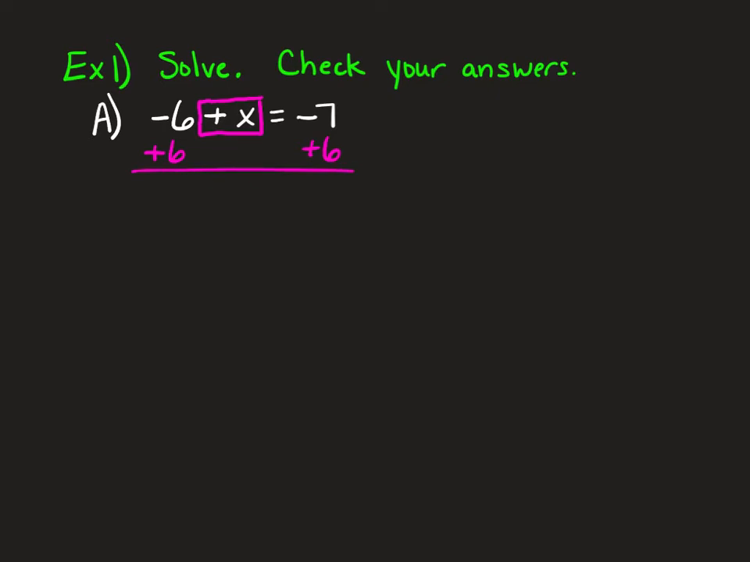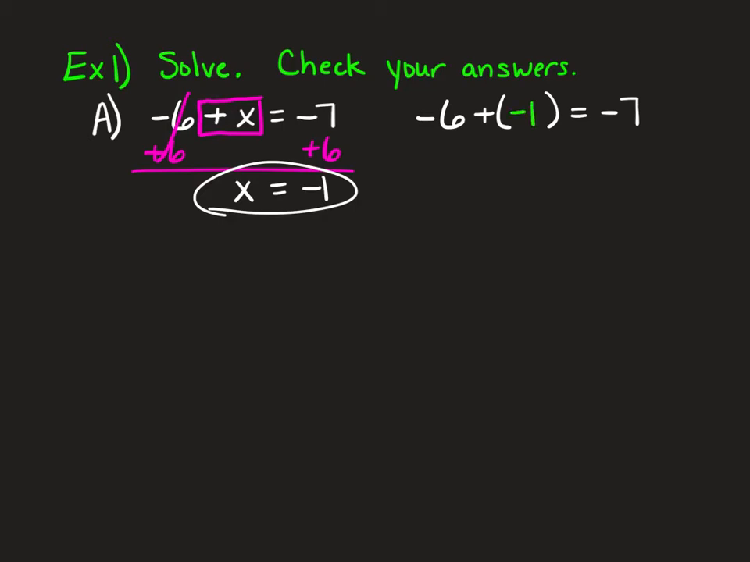I can do that because when I say -6 plus 6, they're opposites and they add up to 0. And so I end up with positive x equal -1, and I've solved. Now I want to check my answer. So I'm going to write my equation, but when I get to x, I'll leave it open and plug in the answer that I got, which was -1.